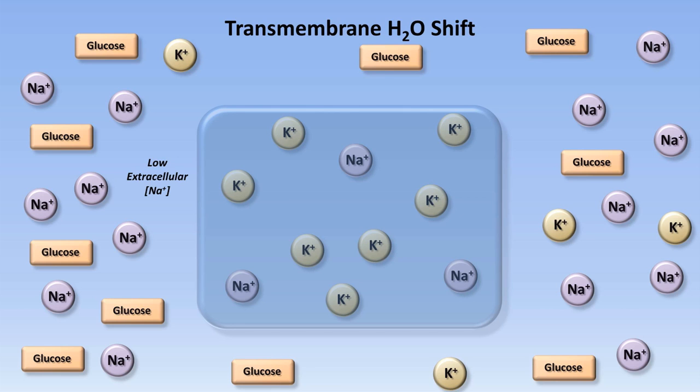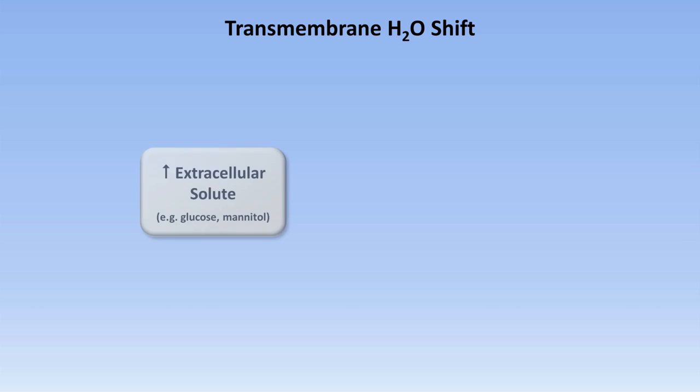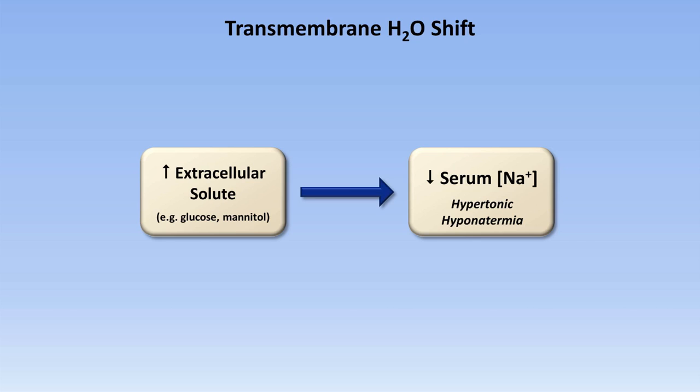To generalize this process, whenever the body produces or is given an excessive amount of an extracellular solute that lacks the ability to be rapidly taken up by cells, for example glucose, or a drug called mannitol, the consequence is low serum sodium, a specific situation called hypertonic hyponatremia. The word hypertonic refers to the fact that the total solute concentration in the extracellular fluid is higher than normal.